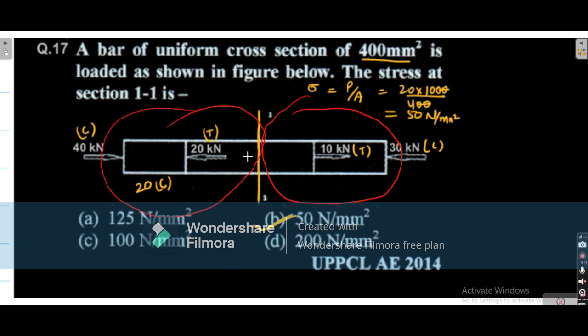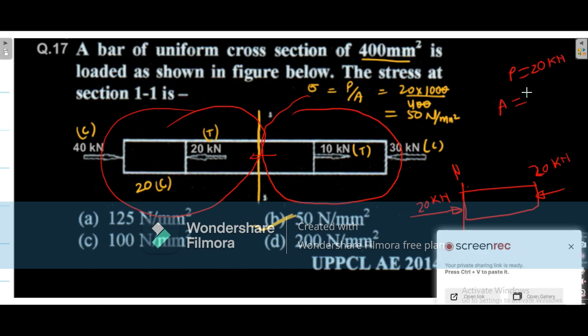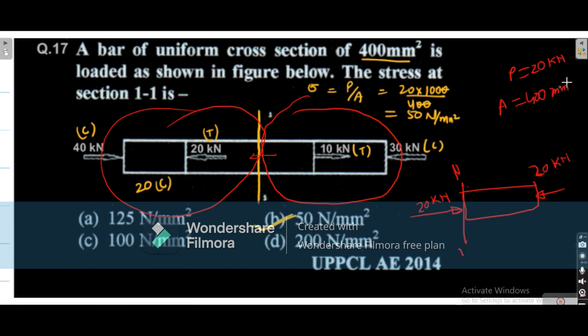In this portion, we see where 11 is, so if we see this portion, this is our 11. On one side we have 30 compressive and on the other side 10 tension. So ultimately the net force on this side is compressive, 30 minus 10, that is 20 kilonewton. So to maintain equilibrium, 20 kilonewton will be applied on this side too. So ultimately our P value is 20 kilonewton, and the area is given as 400 mm square.